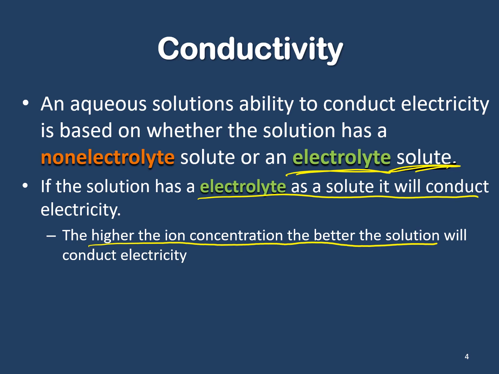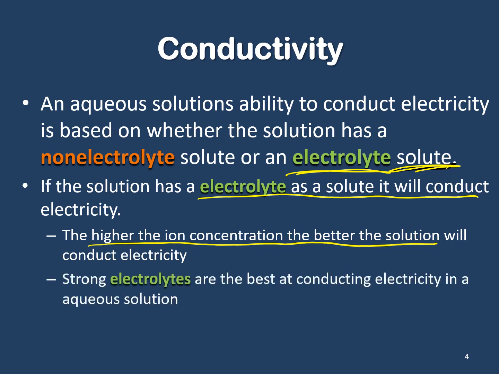So if we have a strong electrolyte in solution versus a weak electrolyte, the strong electrolyte solution will conduct electricity better because there are more ions in that solution. A non-electrolyte solution is not going to conduct electricity at all. So if I have sugar water and that's it, sugar and water, that solution will not conduct electricity. Again, strong electrolytes are going to be the best at conducting electricity as far as aqueous solutions go because they dissociate into ions 100%.